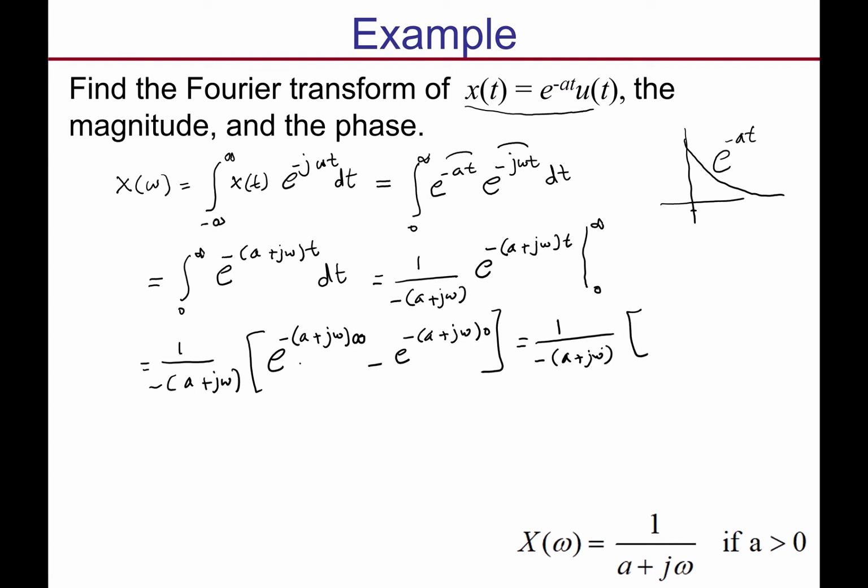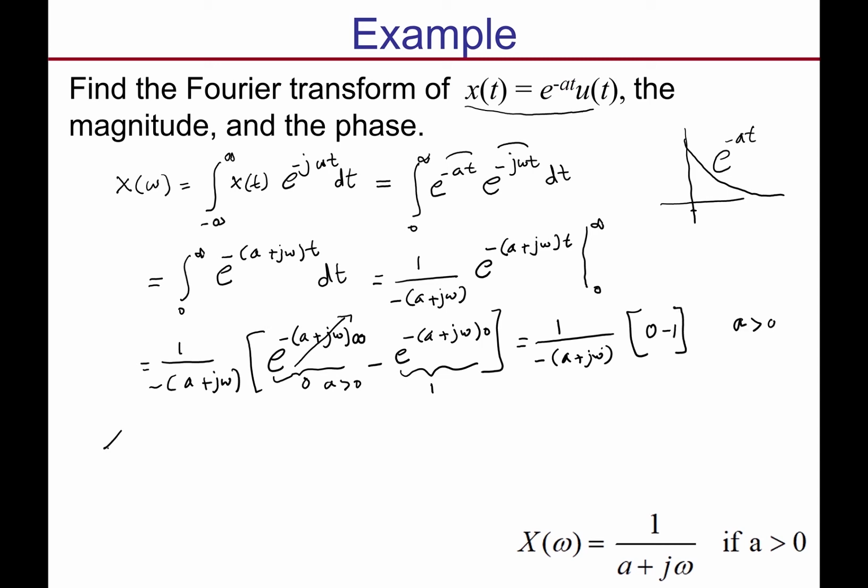Now this will go to 0 as long as a is larger than 0. Because if a is a negative number, negative times negative is positive, positive times infinity is positive infinity, and this goes to infinity, and the integral does not exist. So for this integral to exist, a has to be larger than 0. So this goes to 0 when a is larger than 0, and this will go to 1. So that will be 0 minus 1, as long as a is larger than 0.